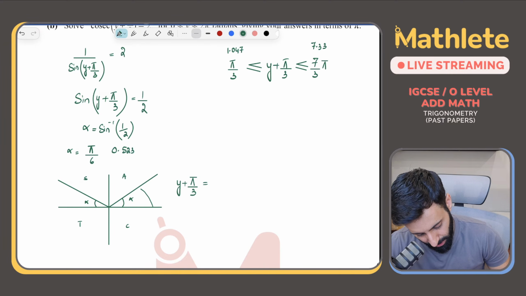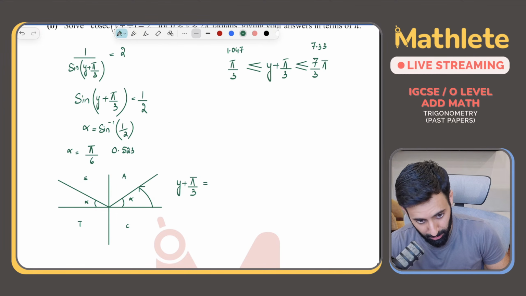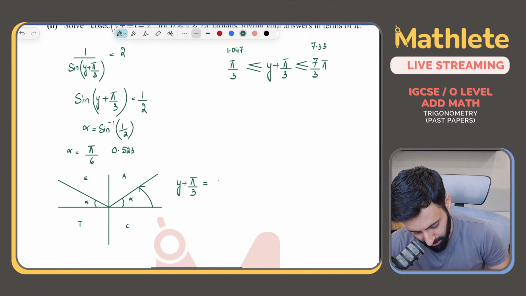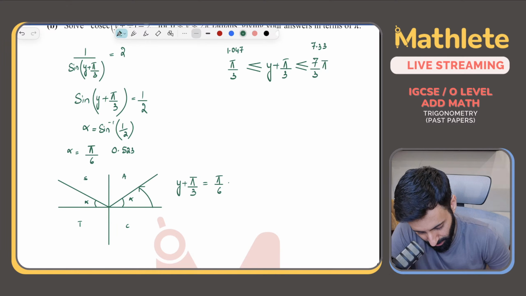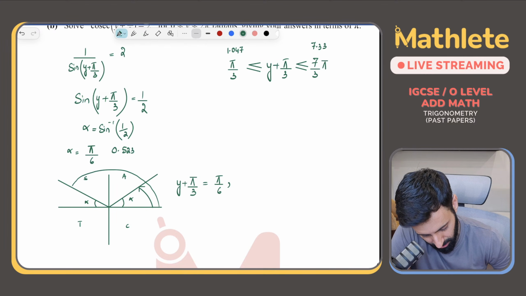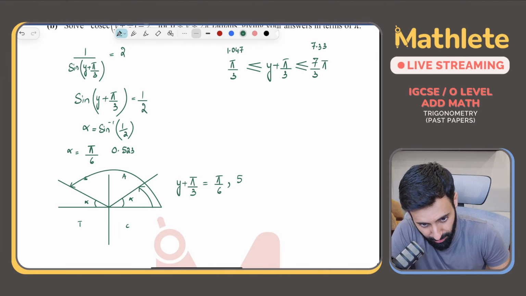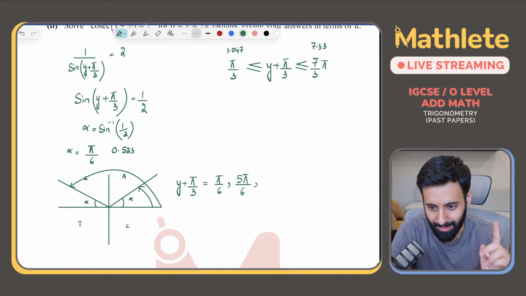Now, what will be the solution in the first quadrant? In the first quadrant, the solution will be the same as alpha, which means pi upon 6. Now, question. Will we take pi upon 6 as a valid solution? Yes or no? And the other will be pi minus pi upon 6, which means 5 pi upon 6. No. But we will not discard it altogether.